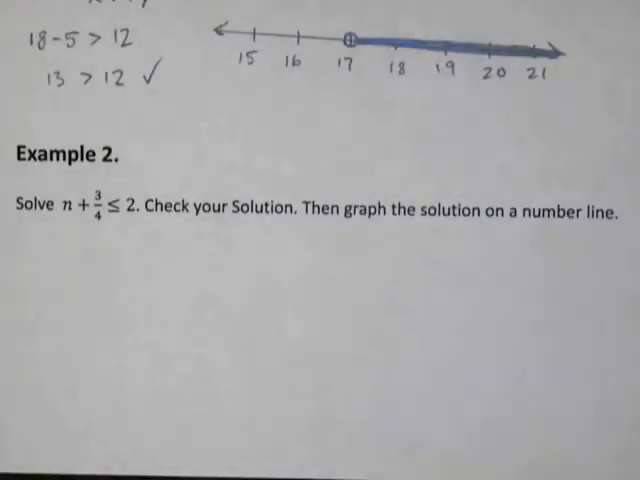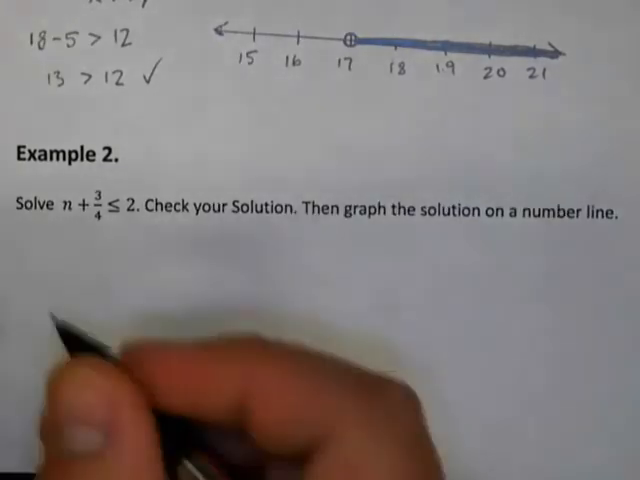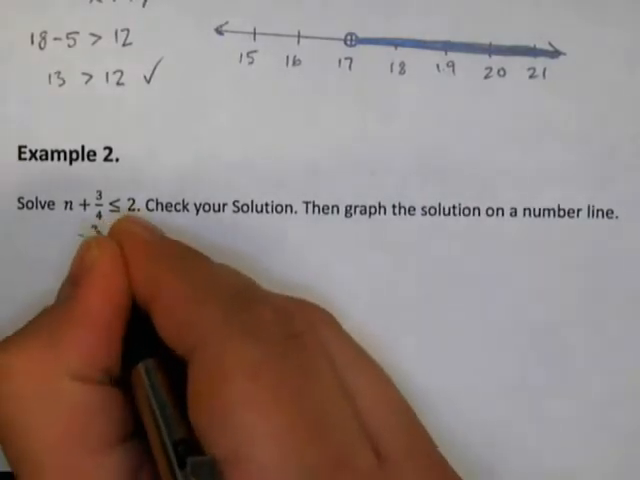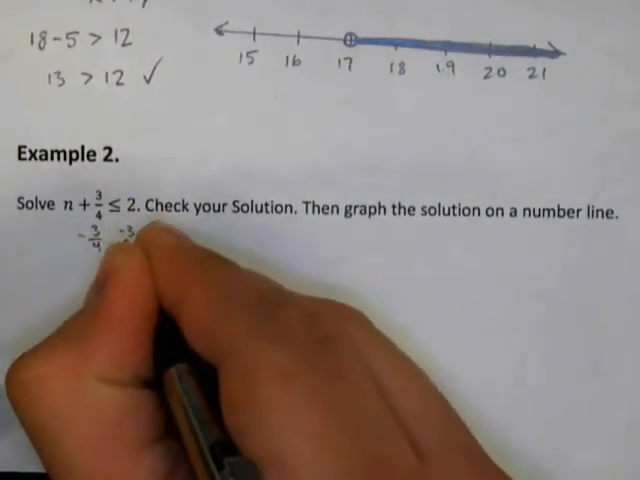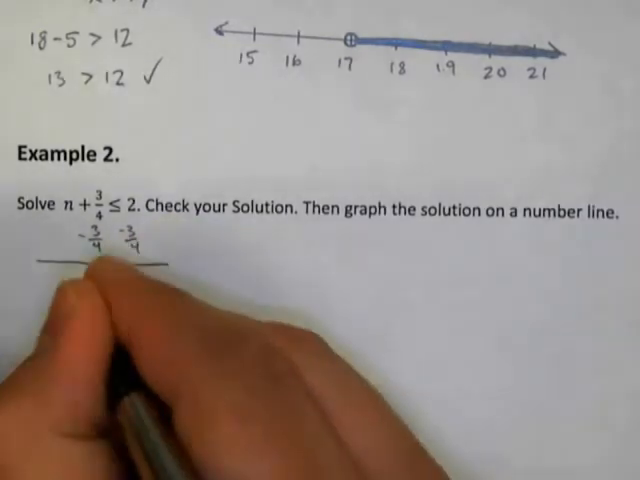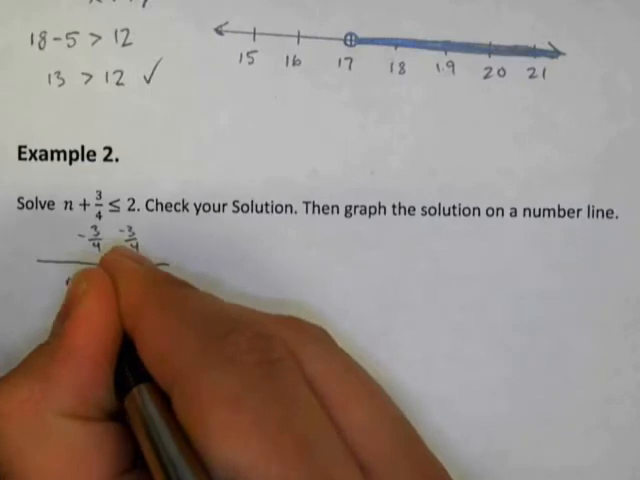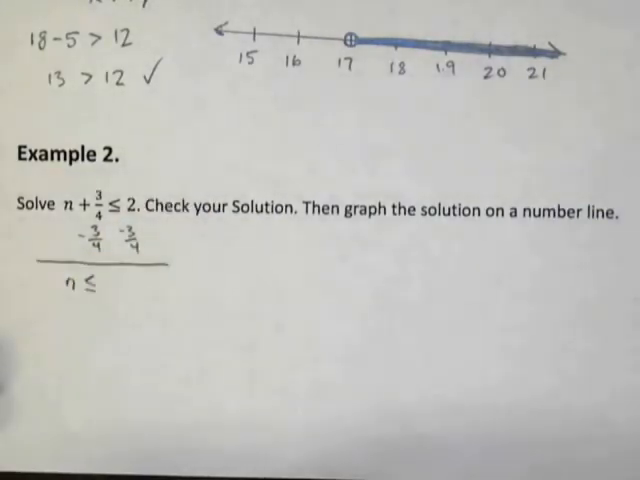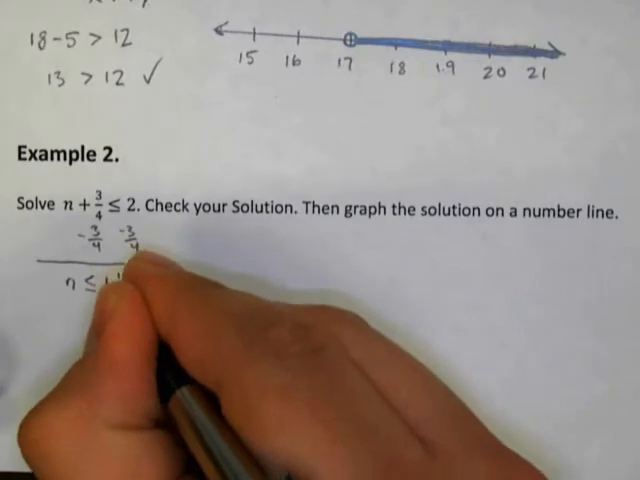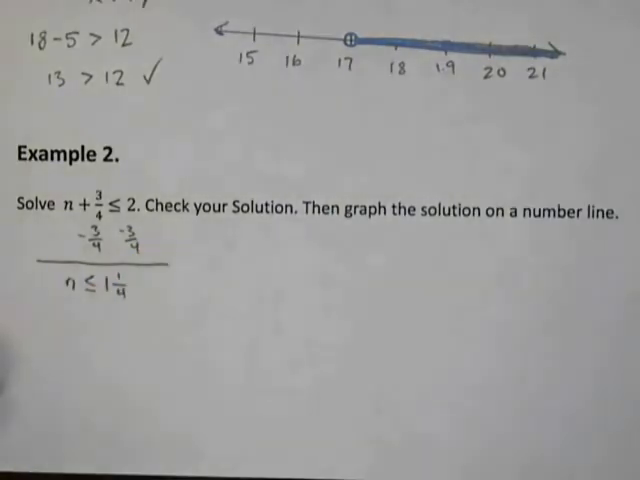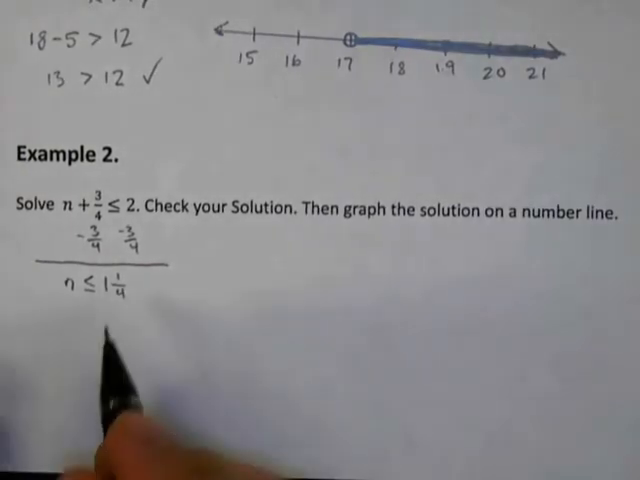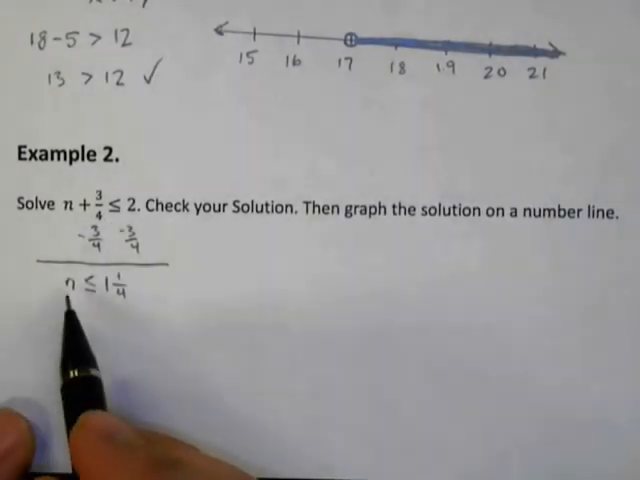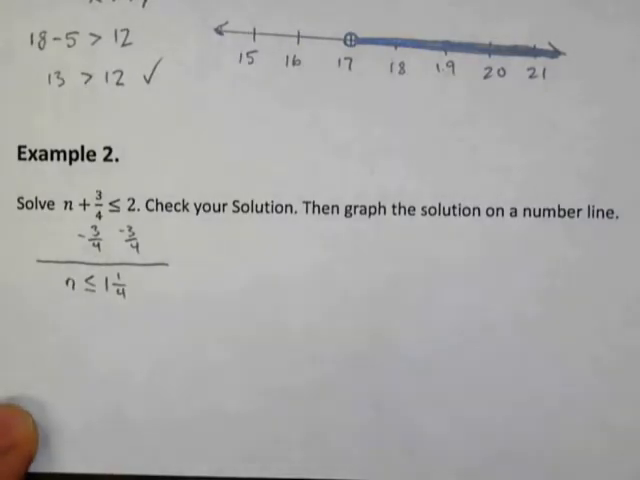Example 2 says solve n plus 3/4 is less than or equal to 2 and check your solution. Then we need to graph the solution on a number line. So first things first, let's go ahead and solve this. We have to subtract 3/4 from both sides. And we know, since we've been doing this for a little while, that that's going to be n is less than or equal to 2 minus 3/4, which is 1 1/4. If you don't know how to do that, come and see me and we'll go through how I subtracted 3/4 again. So now we've got n is less than or equal to 1 1/4.